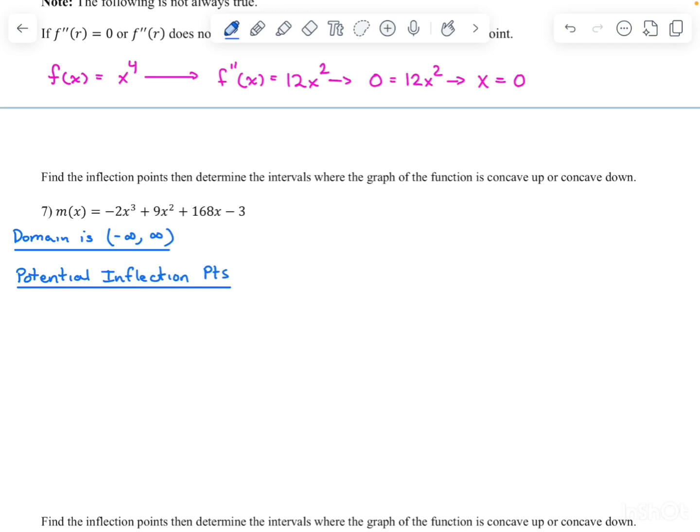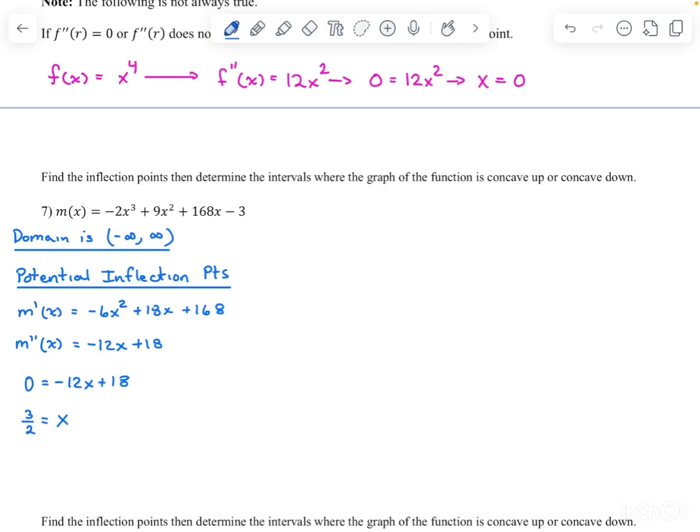To do this, we're going to need the second derivative. The derivative of m is negative 6x squared plus 18x plus 168. The second derivative is negative 12x plus 18. If I set the second derivative equal to 0, I can solve for x by subtracting 18 from both sides and dividing both sides by negative 12. So we have x is equal to 3 halves. 3 halves is in the domain of this function, so it can be a potential inflection point.